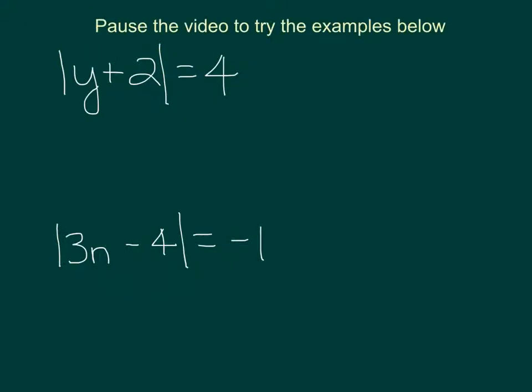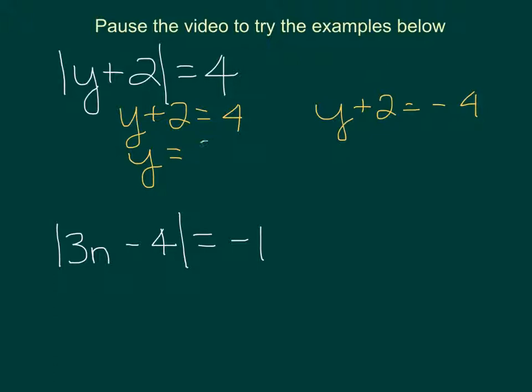Pause the video to try a few examples on your own. The first example there says the absolute value of y plus 2 equals 4. So we would have y plus 2 equals 4, or y plus 2 equals -4. And so you would solve, and you would have y equals 2, since you subtracted 2 from both sides, or y equals -6, since you subtracted 2. So then your answer would be -6, 2, because you want to put it in a solution set.